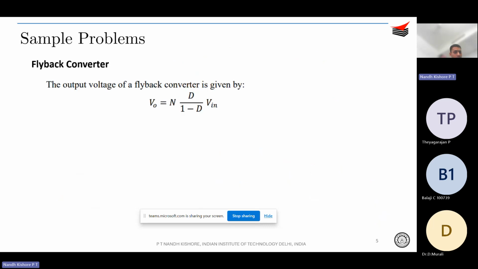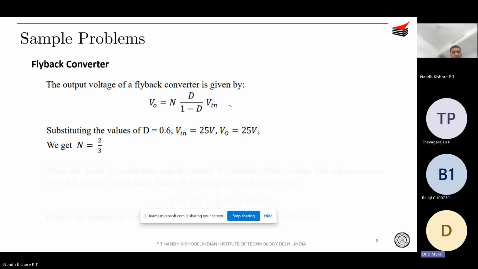Okay, so we will go to the solution that's already given, right? So D is 0.6, so you substitute that in this equation and you get N, okay?